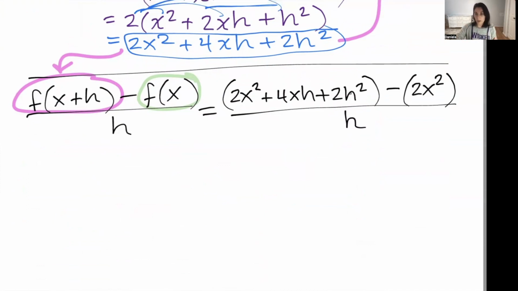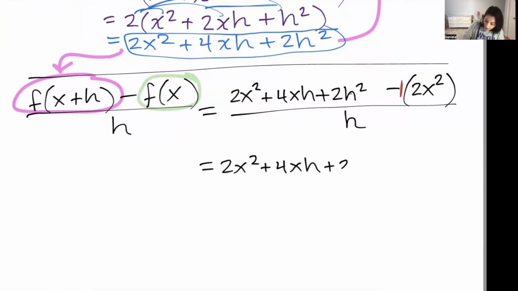Do I need those parentheses? We never need that first set of parentheses. Only the second set of parentheses, because you're technically multiplying by -1. So that sign will end up being different. So that's 2x squared. I'm just copying down those first 3 terms. And now the only thing that will change is the sign of the f of x. So it would be minus 2x squared all over h.